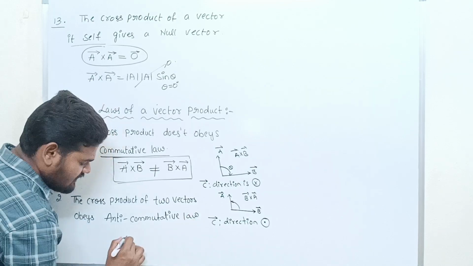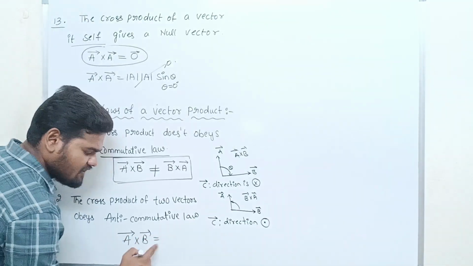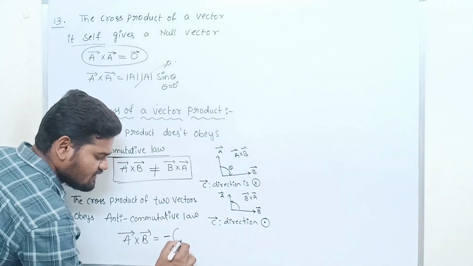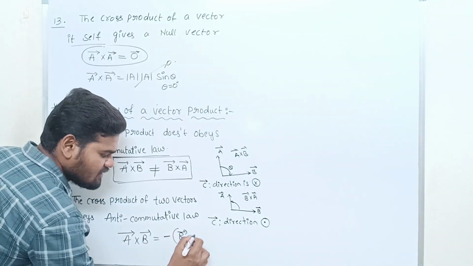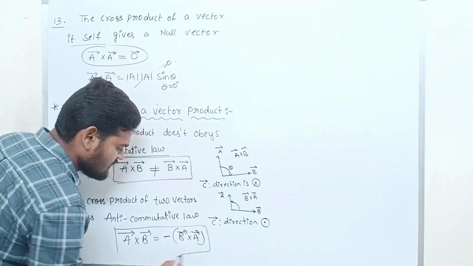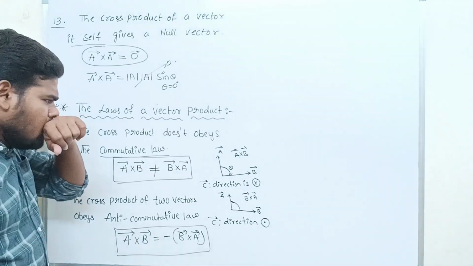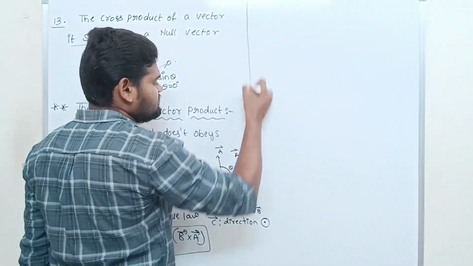That means A bar cross B bar is equal to negative of B bar cross A bar. It obeys the anti-commutative law. Are you getting any doubts? Let us see the third one.